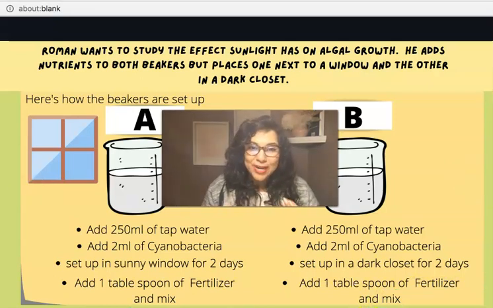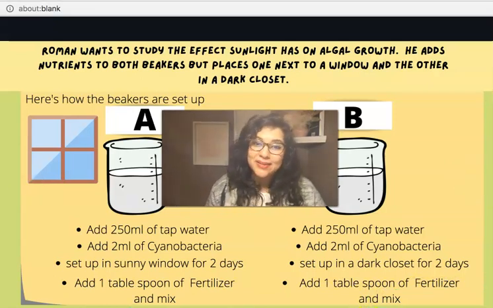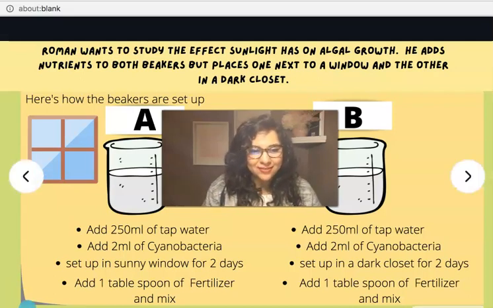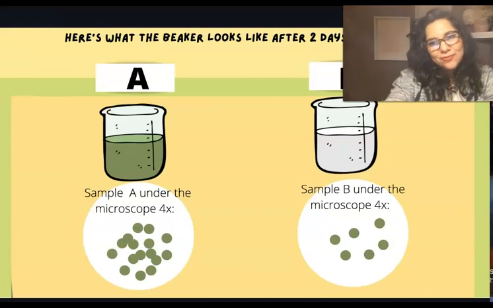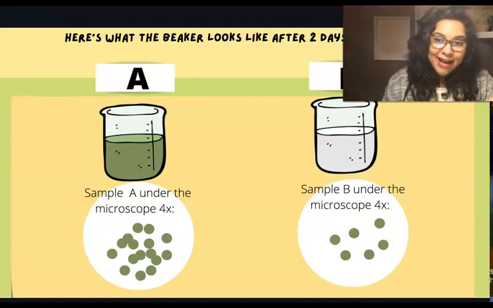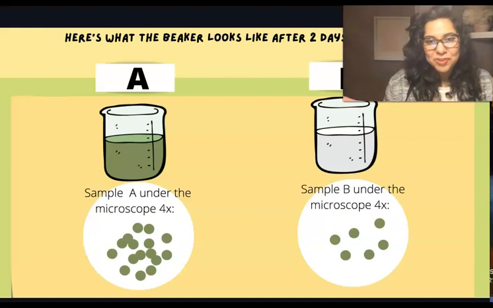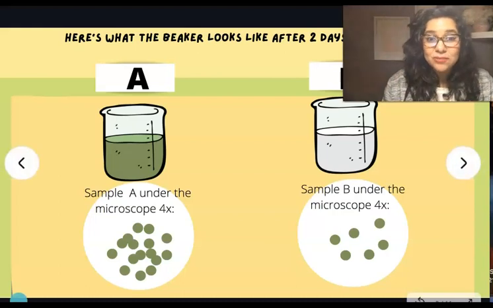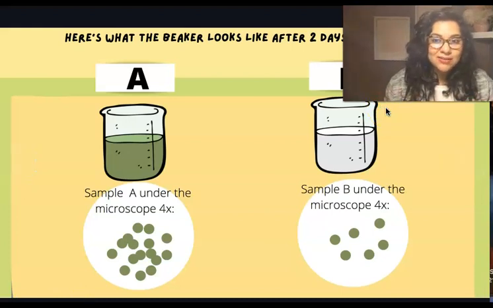So now I want you to brainstorm what you believe will happen to each beaker after the 2 days. When you're done thinking about it, you can go ahead, press play so we can continue with the work. So here we are. These are our samples after 2 days. This is sample A after 2 days and sample B after 2 days. And you have a magnified view of both samples underneath so you can observe the amount of algae growth. So you can take this opportunity to press pause and make some careful observations of each beaker.